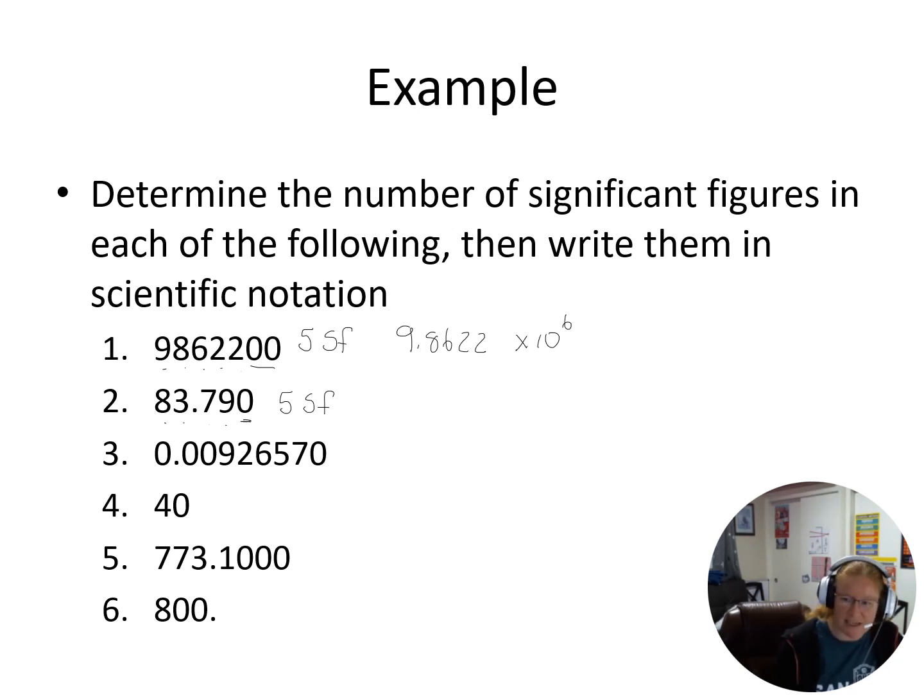Rewrite it in scientific notation. That number will show, or that 0 will show up. We're going to get 8.3790 times 10 to the first.